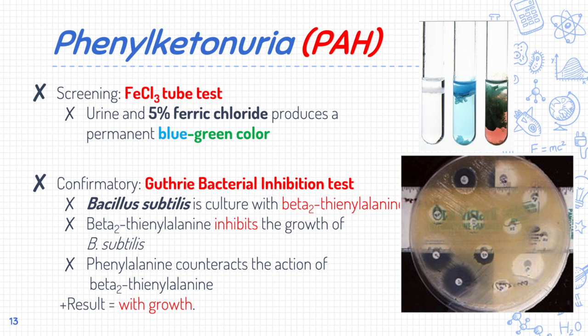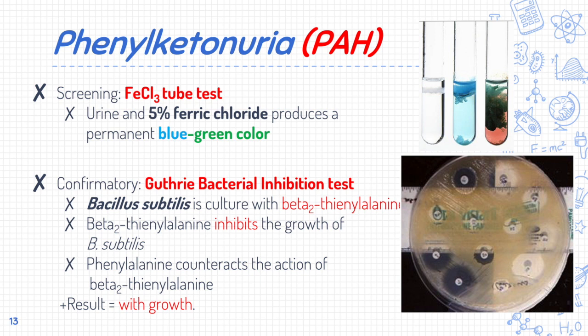But for a patient with PKU, there is an increased amount of phenylalanine because you don't have the enzyme to break it down further. An increased amount of phenylalanine in your patient would counteract the action of beta-2-thienylalanine. And that is the job of phenylalanine: it counteracts the inhibition of beta-2-thienylalanine.